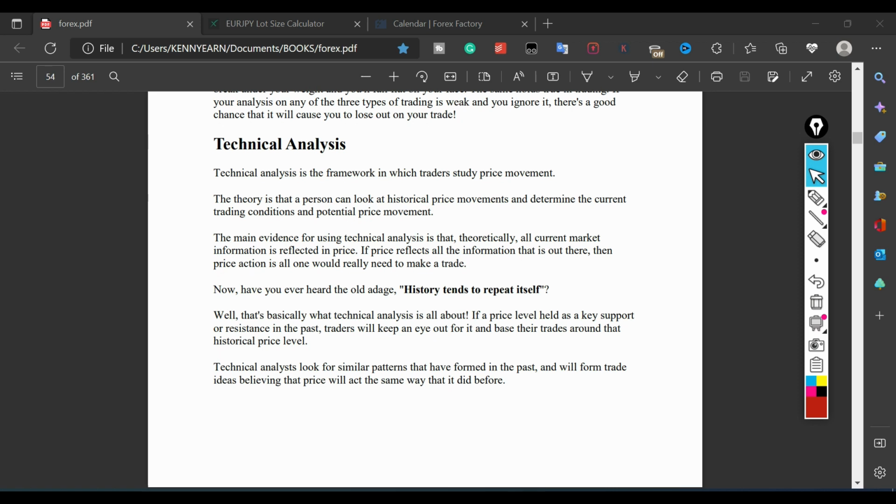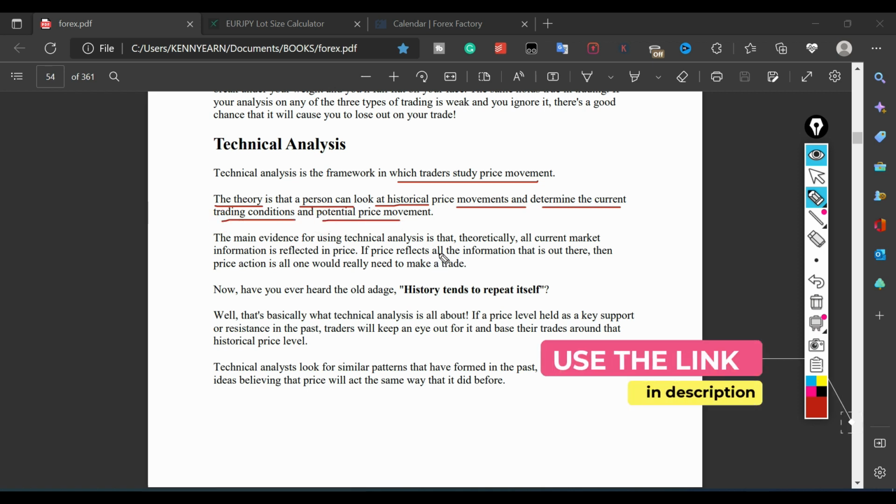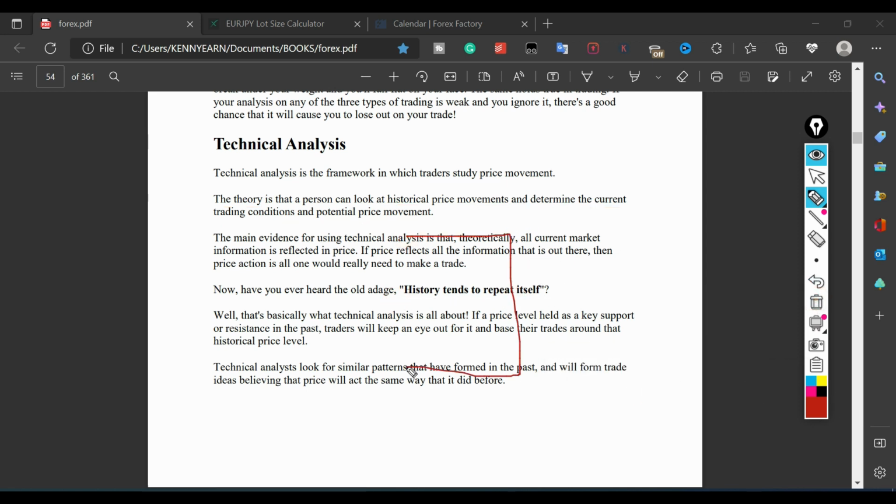Now the first one is technical analysis. Technical analysis is the framework in which traders study price movement. It is simply price action. Price action is how the market behaves, or the reaction of markets at any region, using past history to tell the future market direction. The theory is that a person can look at historical price movements and determine current trading conditions and potential price movement. We use the saying that history repeats itself. So when you do technical analysis, you're using previous data, what the market has done, to tell what the market is going to do in the future.